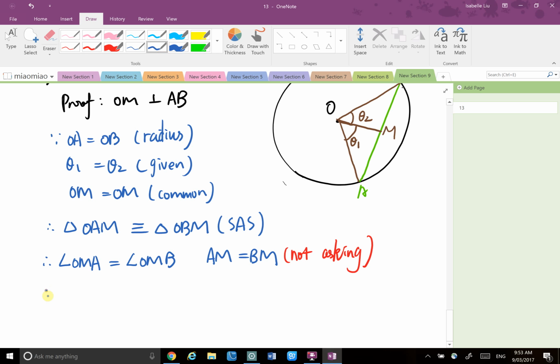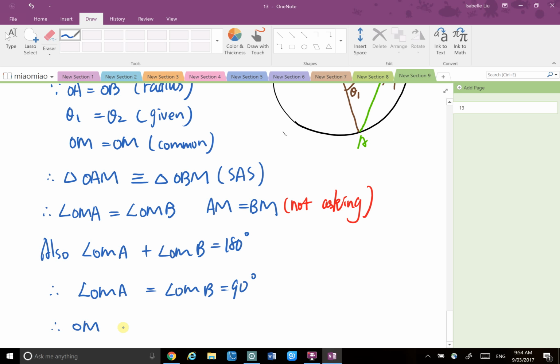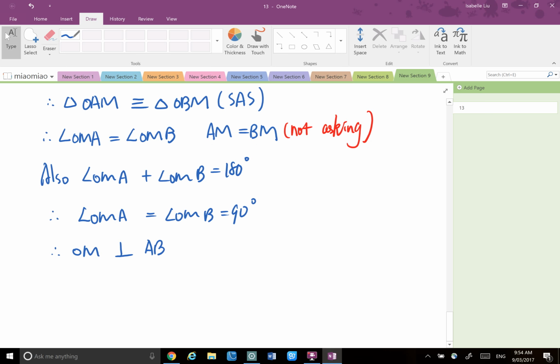And also the angle OMA plus the angle OMB equals 180 degrees. Two equal angles add up to 180, so each of them will be 90 degrees. So OM is perpendicular to AB. So after the congruence, I can prove those two angles are equal. Those two angles add up to 180. Each of the angles is 90 degrees, and then I have that they are perpendicular to each other.